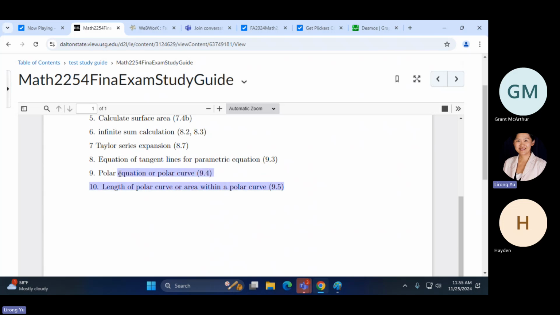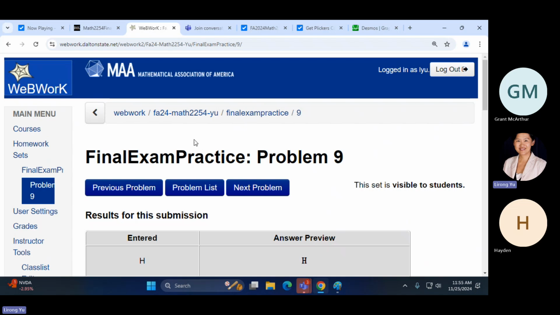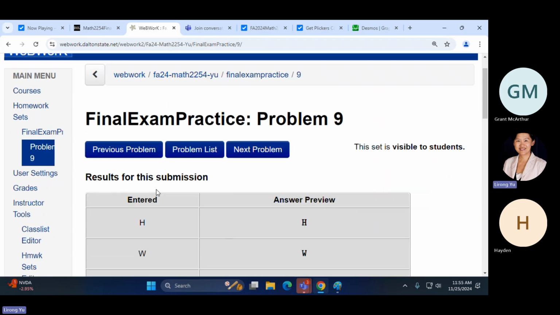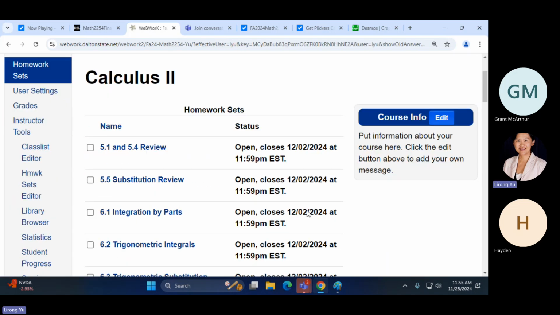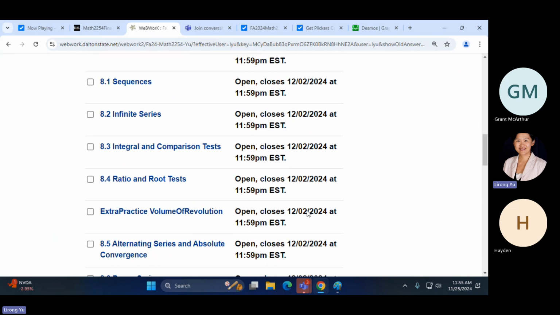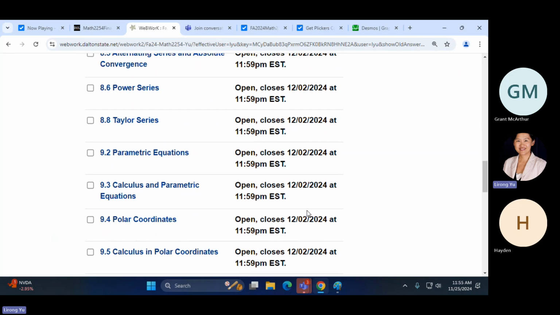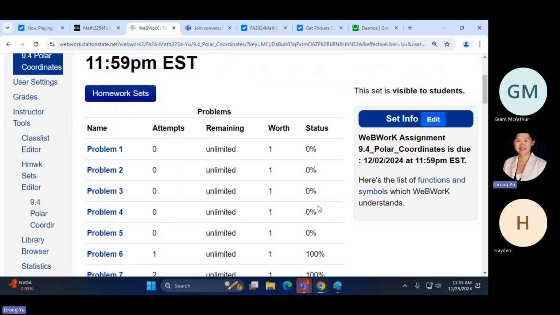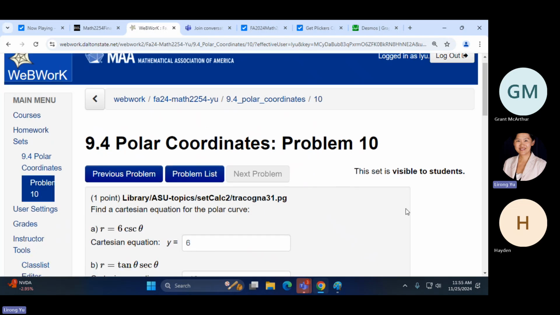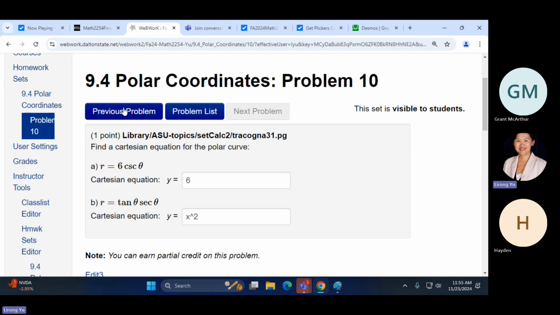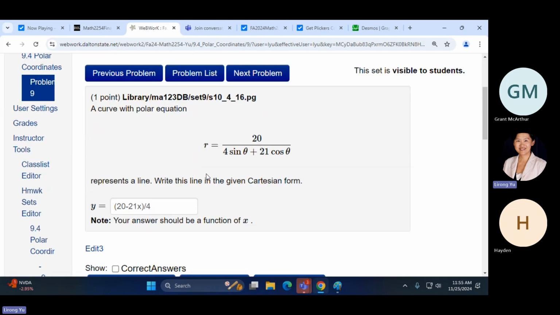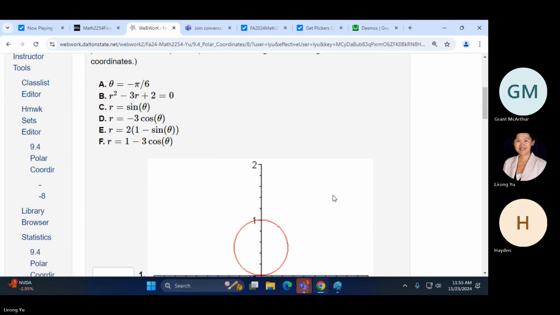It was one of the 9.4 questions. Let's pick the 9.4 question that matches our skill, the one that we actually practice a lot. In 9.4, we practice polar coordinates and polar equation. So let's pick one of the homework questions as our practice instead of using that one.